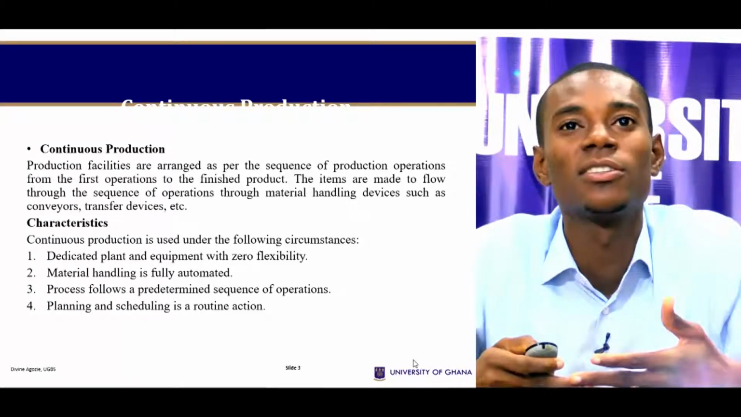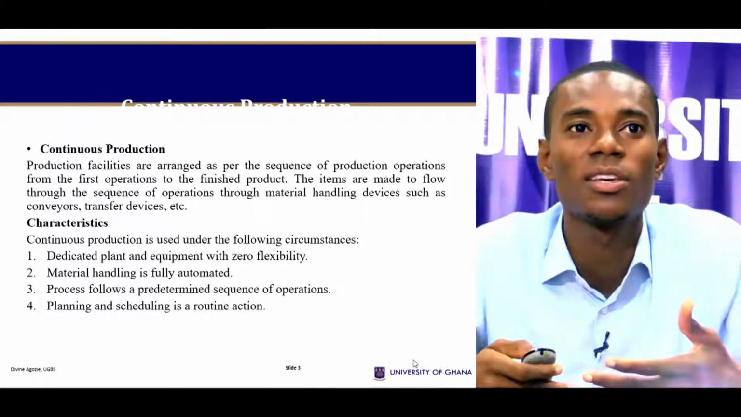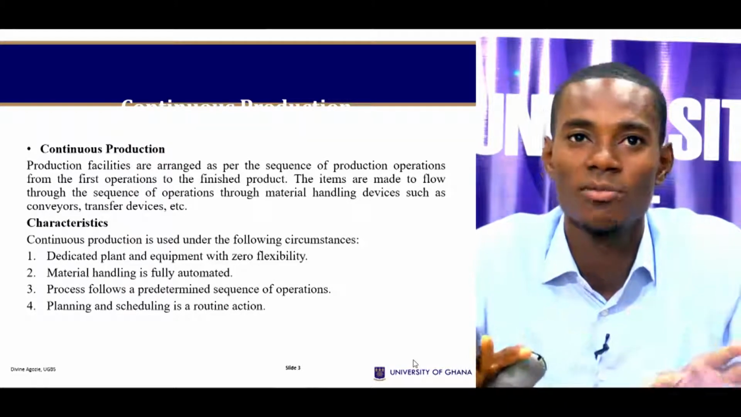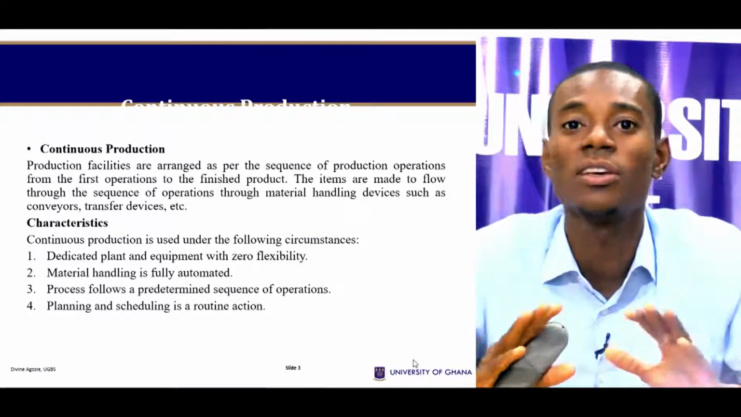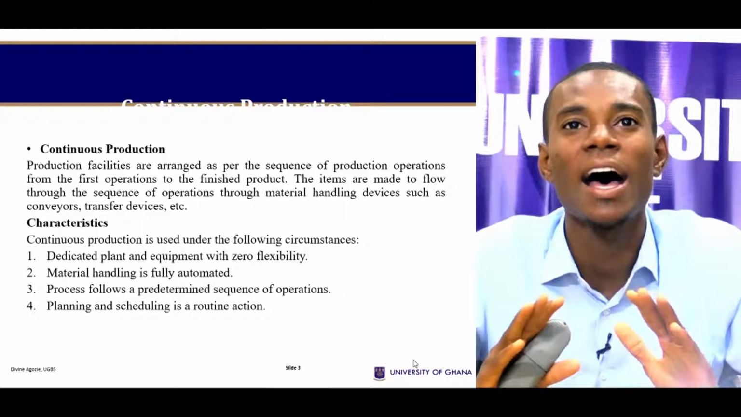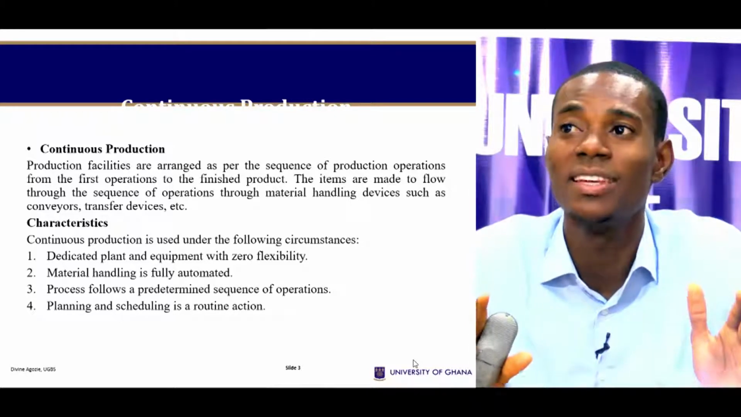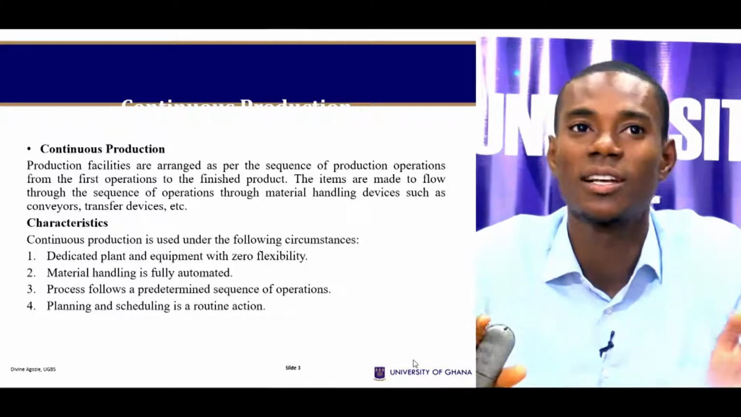Now, continuous production is used in the following circumstances. We have dedicated plants and equipment with zero flexibility, because once production starts, you can hardly make any alterations to the system. And so there is, apparently, no flexibility. So we need to get the design right. Everything needs to be done correctly before production starts.